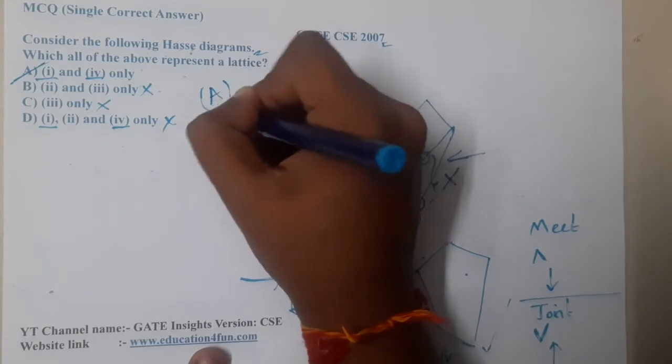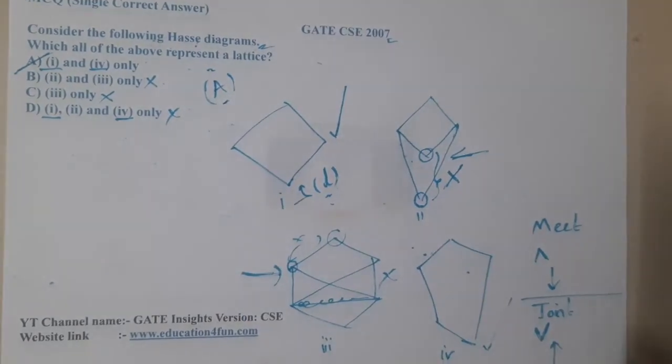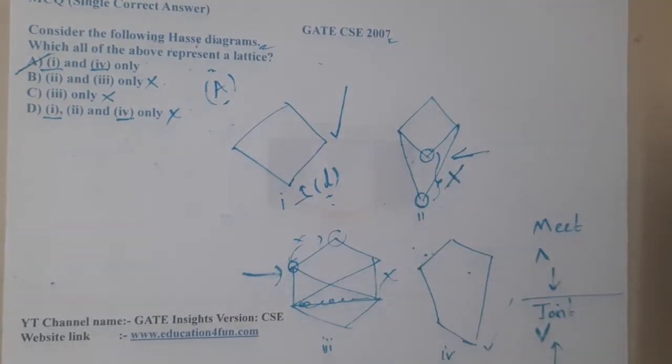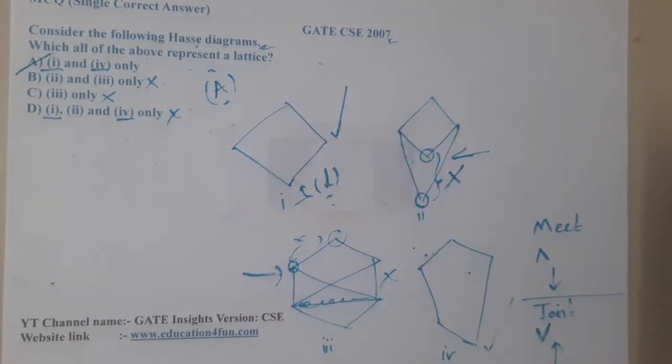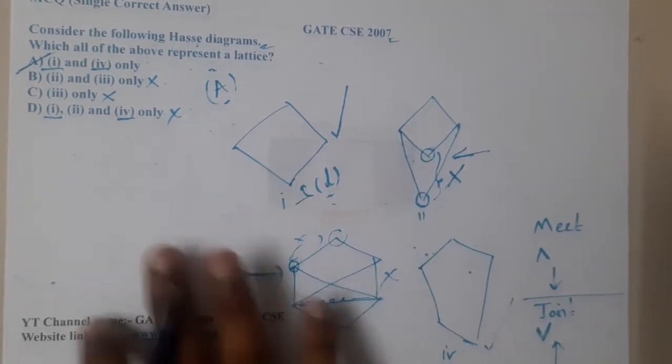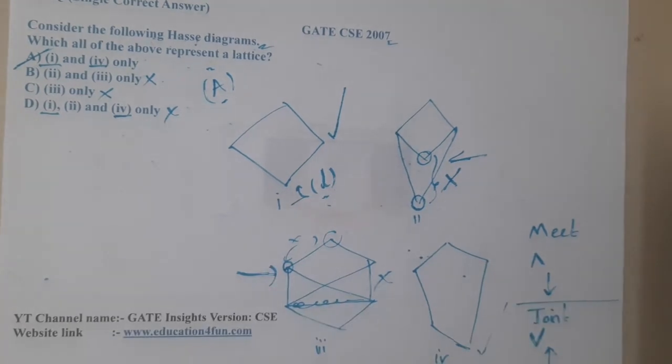Got it? It's quite an easy question, and these four diagrams we have already discussed in our classes. That's the reason why I have done it in a bit faster way, because most of the students already remember these diagrams. I hope everyone got a clear idea with respect to this question.